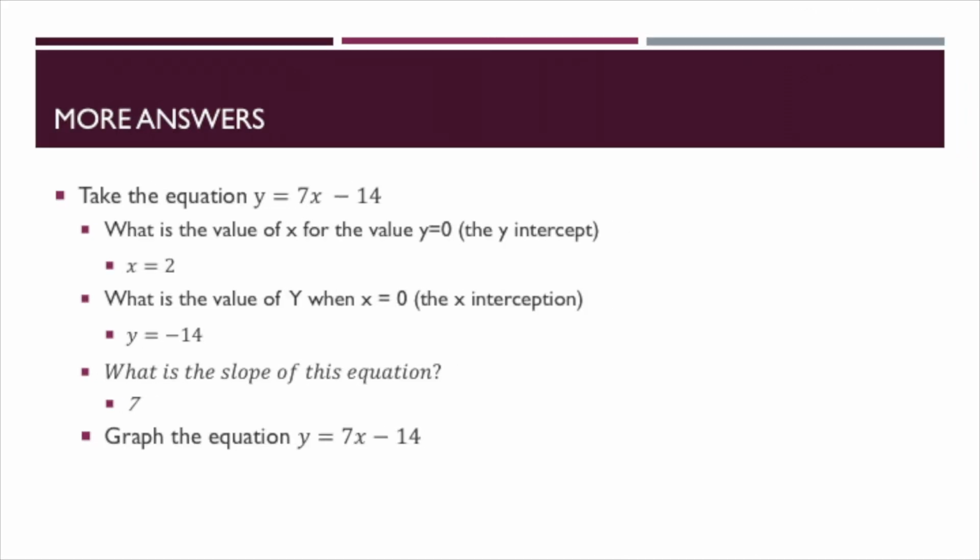Okay, so now let's do the more complicated one, y equals 7x minus 14. Now remember, we want slopes and intercepts. So when y is 0, x is 2. And then we want the other intercept: when x is 0, y is negative 14. So you see here, we've got 2 points we can graph. X is 2, y is 0, and x is 0, y is negative 14. And we know if we actually write out a table, the slope is 7. And then we can graph the equation y equals 7x minus 14.